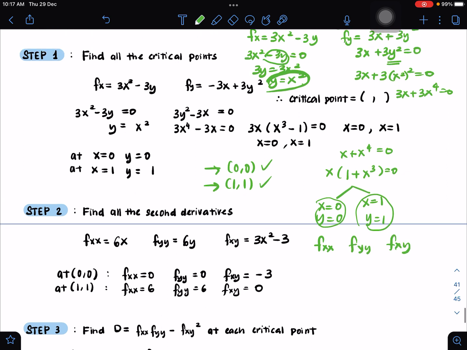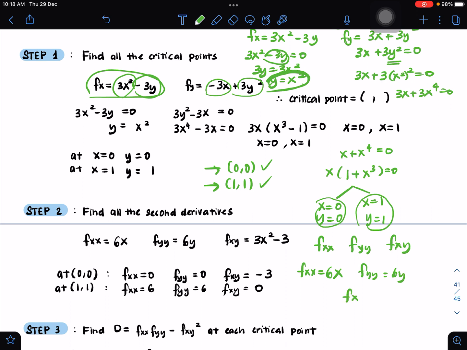So awak dah ada fx. So differentiate with respect to x lagi sekali. So awak akan dapat fxx awak adalah differentiate this one with respect to x, you get 6x. Differentiate this one with respect to x will be constant, so 0 lah. So fxy awak, fyy. Okay, fyy. Differentiate this one with respect to y, 0. Differentiate this one with respect to y, we'll get 6y.